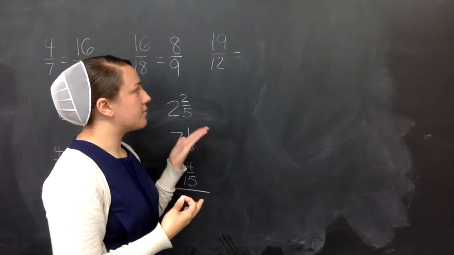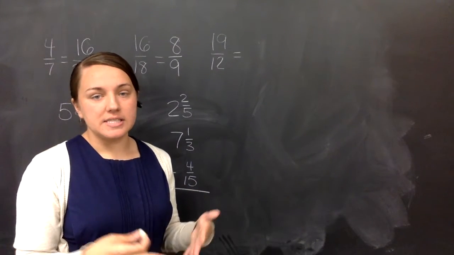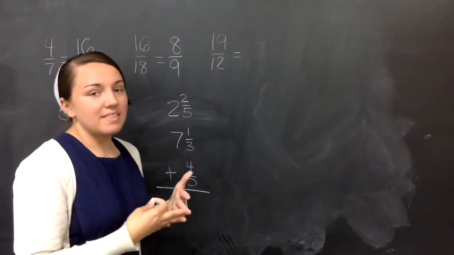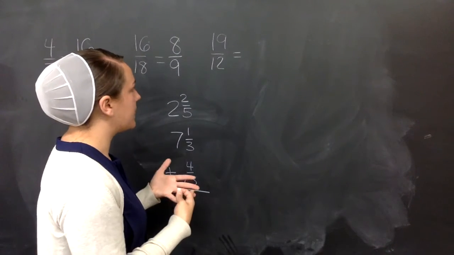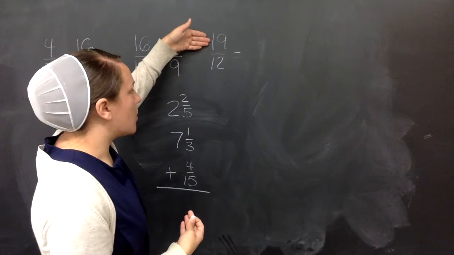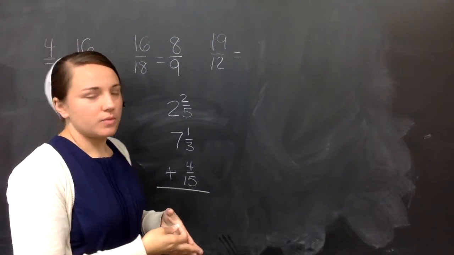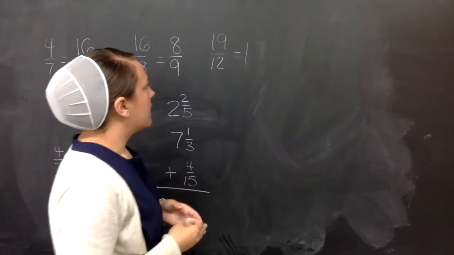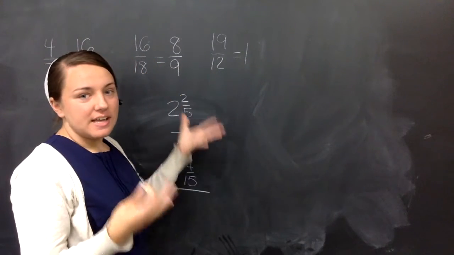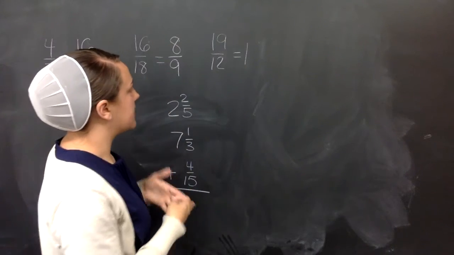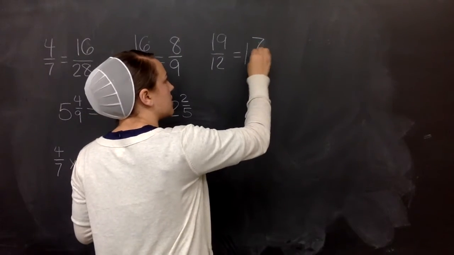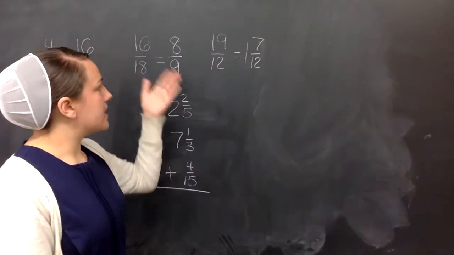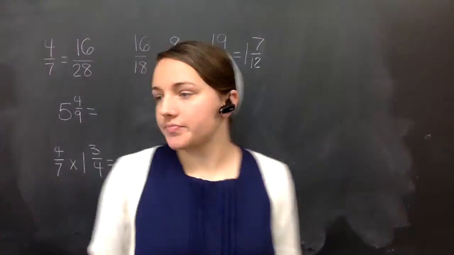Now we have an improper fraction, 19 over 12. It's improper because the numerator is greater than the denominator. Now to make this a mixed number, which is what we need to do, we need to go 19 divided by 12. 12 goes into 19 one time, and then there are 7 left. After 12 goes into 19, you have 7 as a remainder, so we put it over 12. 1 and 7/12 is the mixed number for 19 over 12.